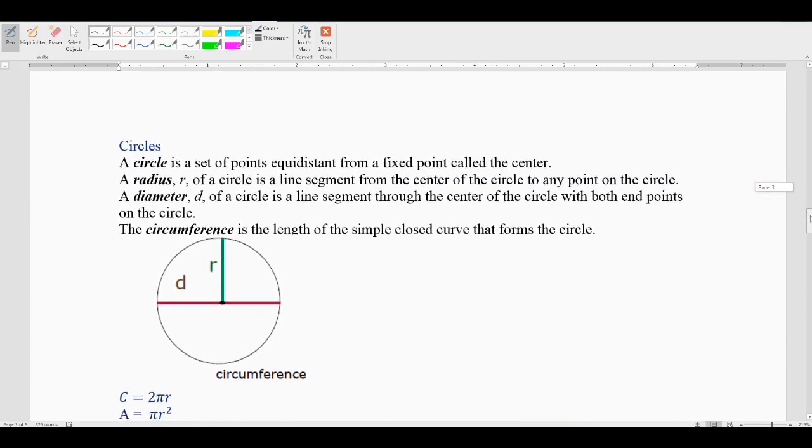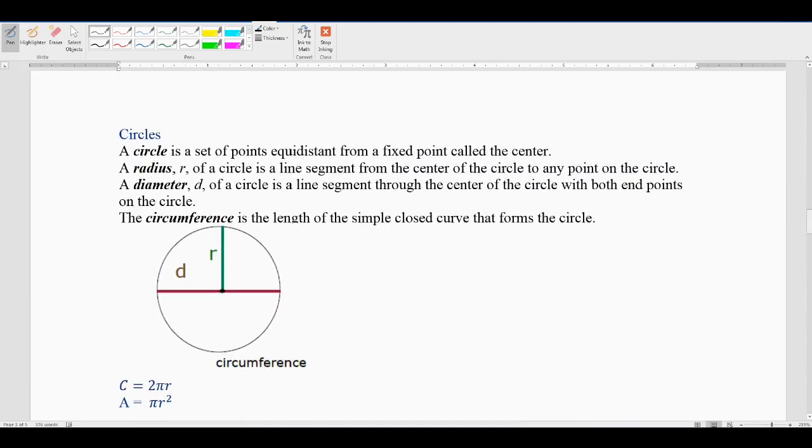Circle, buddy. Circle, you have a point in the middle, and it's the same distance throughout, everywhere you go from that center. So that point in the middle is called the center. I use a C for center. The distance from center to the outside edge of the circle is the same. That's why it's called a circle.